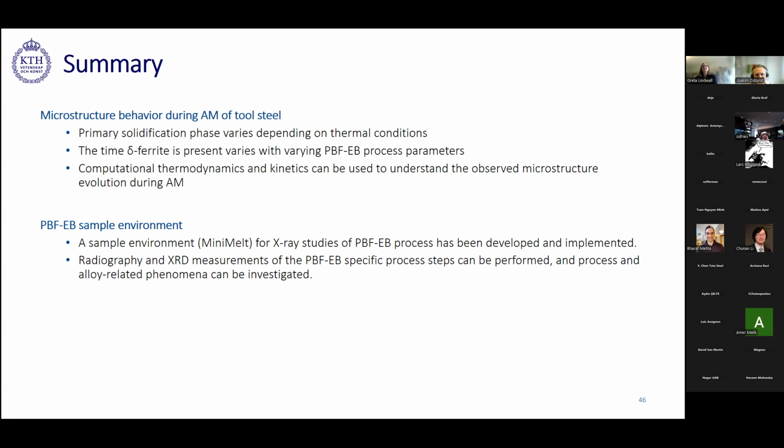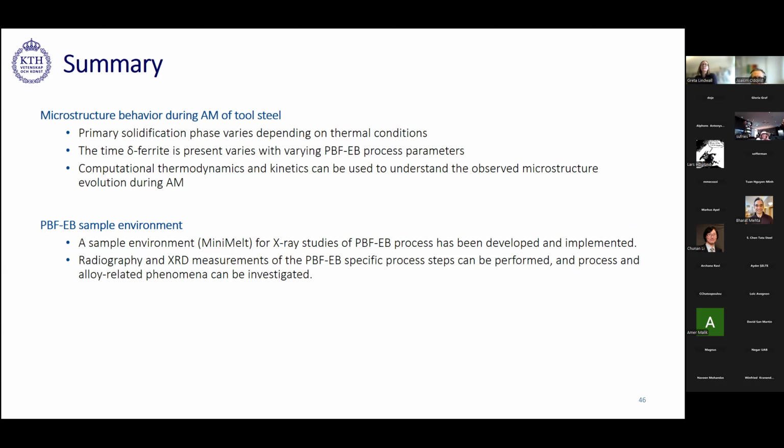And then I've also presented this minimal sample environment, which has been developed and implemented and shown how it can be used for high-speed X-ray imaging and diffraction measurements of the electron beam powder bed fusion process.